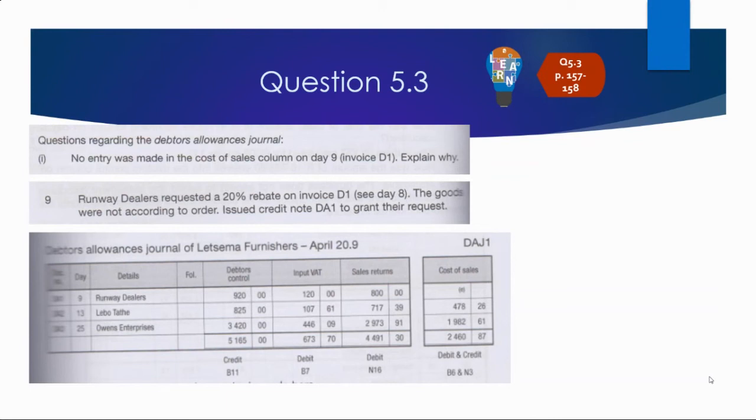Okay, so the question they had is no entry was made in the cost of sales column on day 9. Please explain why. Now let's see what the information was on the 9th. Runaway dealers requested a 20% rebate on invoice D1. The goods were not according to order, so they issued credit note DA1 to grant their request. Okay. So the question is, why is there no amount on the first line item in the cost of sales? So why haven't we recorded anything under cost of sales? What do you think the reason could potentially be?